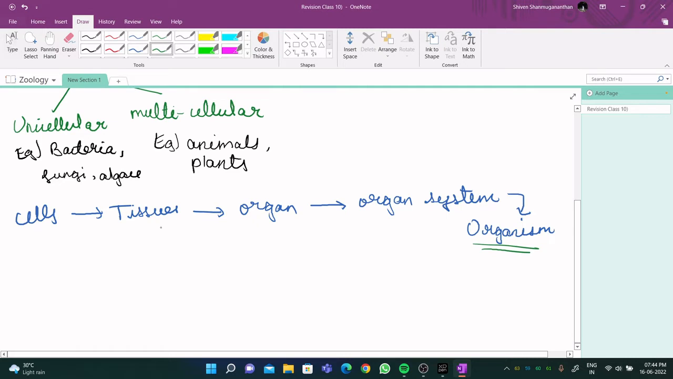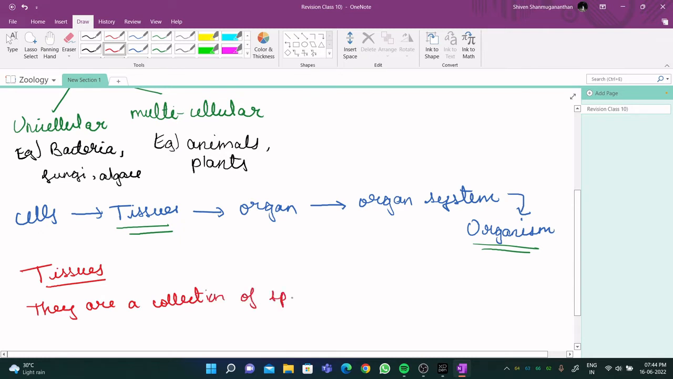Now let's move on to tissues. Let me get the color red. And let's start off with what are tissues. Tissues are a collection of highly specialized cells.